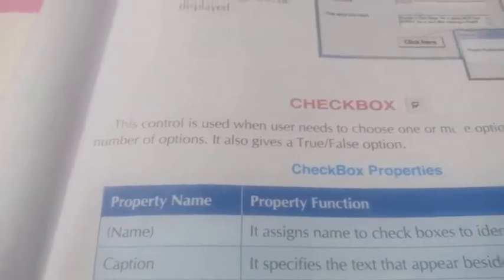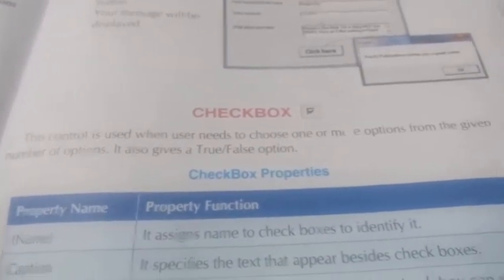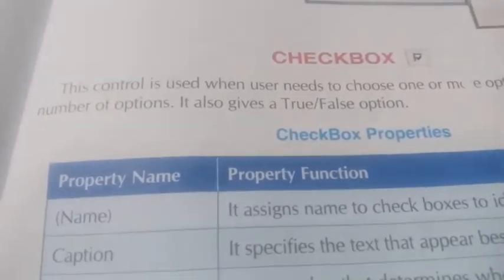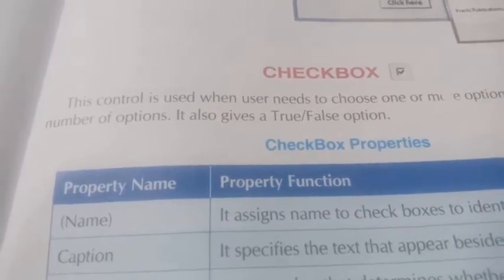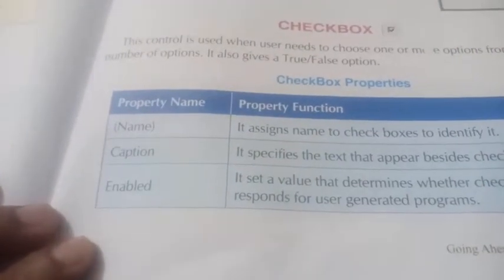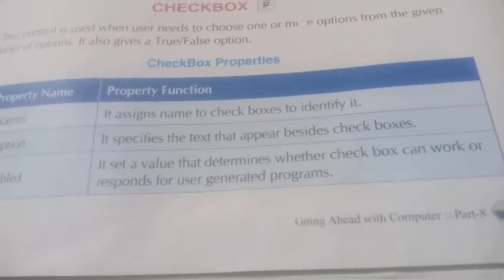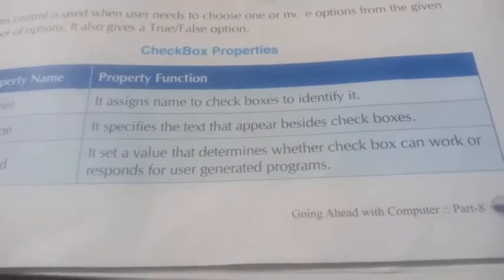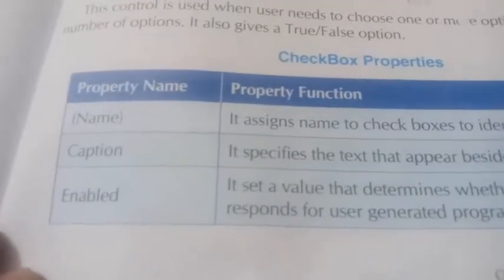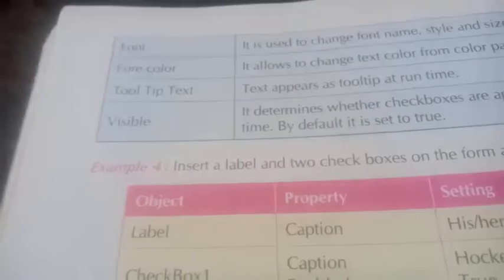Okay, message box, and checkbox is also available. The control is used when the user needs to choose one or more options from the given number of options. It also gives a true or false value. So these are the properties: enabled sets a value that determines whether the checkbox can work or respond to user generated events. Caption and name are common properties here. And now we will move on. Font is the same, also for color, tooltip, and visibility. So these are the common properties, as with a label.